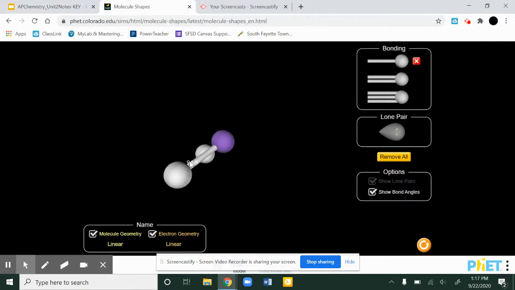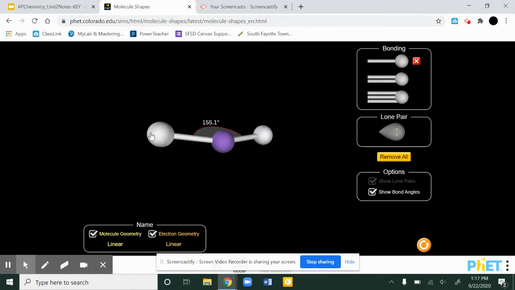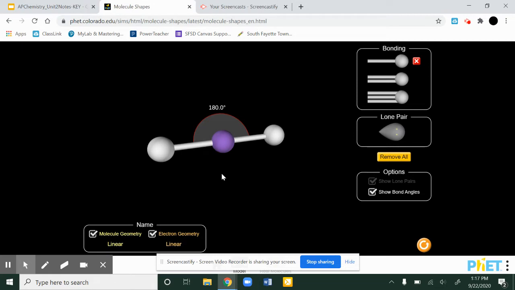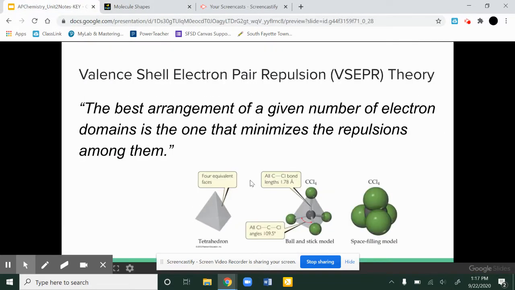This is a linear molecule. I drag it every which way, but those two atoms that are sticking off on either side are going to keep orienting themselves in a 180 degree bond angle to be as far away from each other as possible. The best arrangement of electron domains is one that minimizes electron-electron repulsion. This is valence shell electron pair repulsion theory.